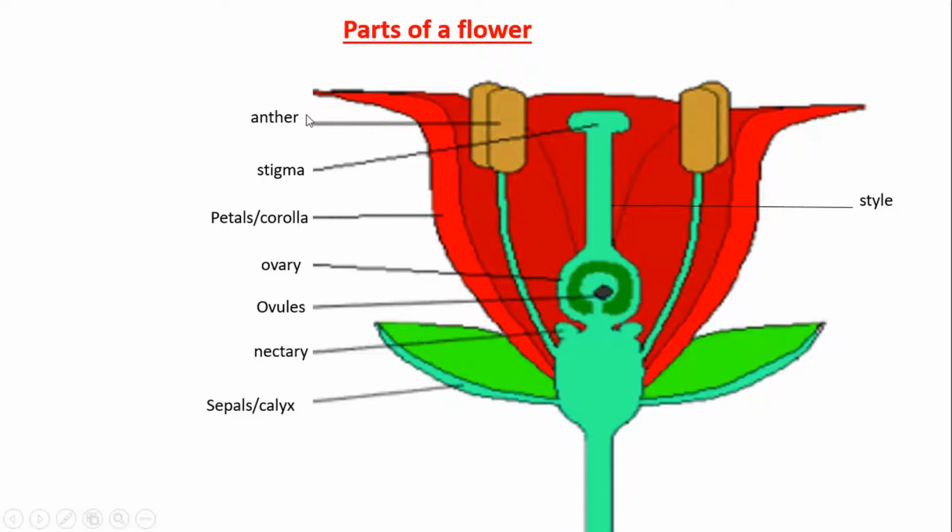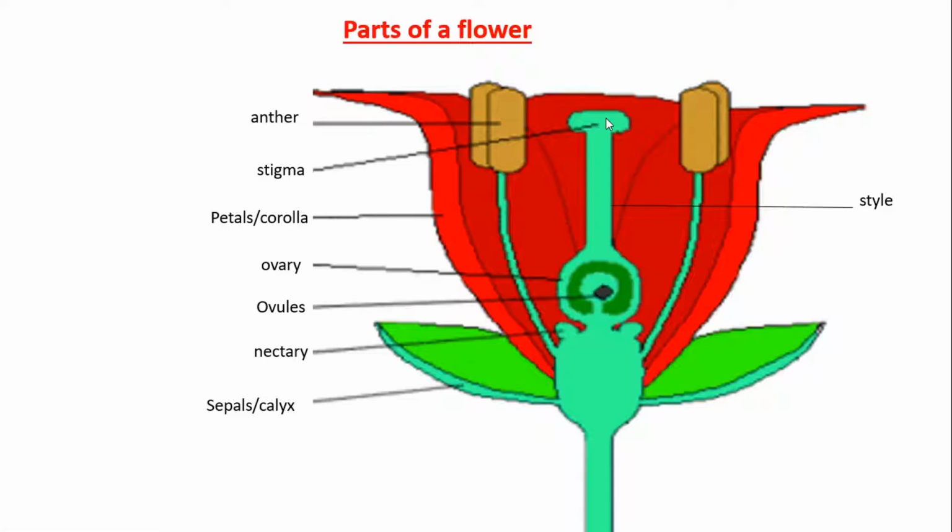Now I want to discuss the function of each part. The anther produces the male sex cells of a plant, known as pollen grain. The stigma receives the pollen grain in a process known as pollination, which I will discuss further. Once the pollen grains are produced here, they are dropped here. The process of dropping them from here to here is known as pollination. So the stigma receives the pollen grain through pollination.